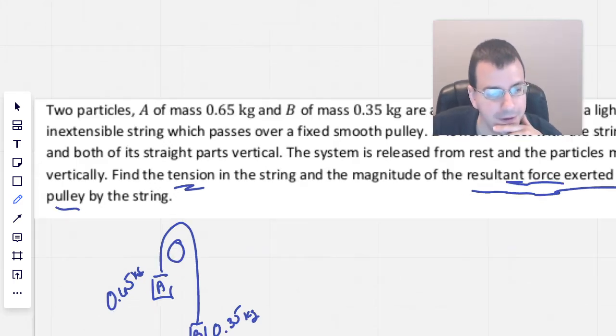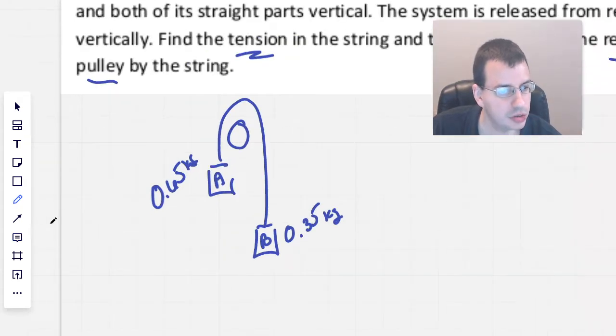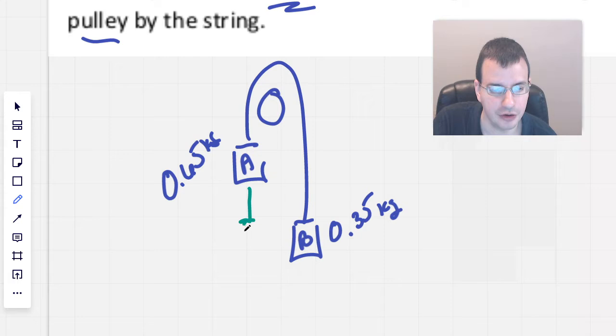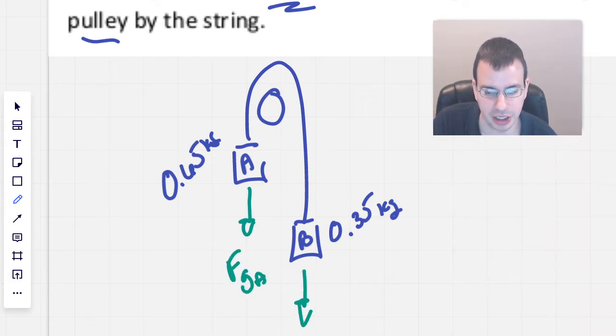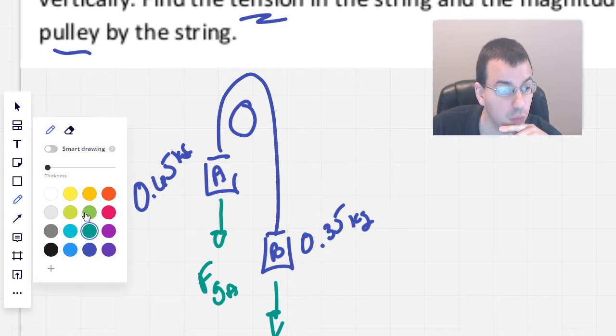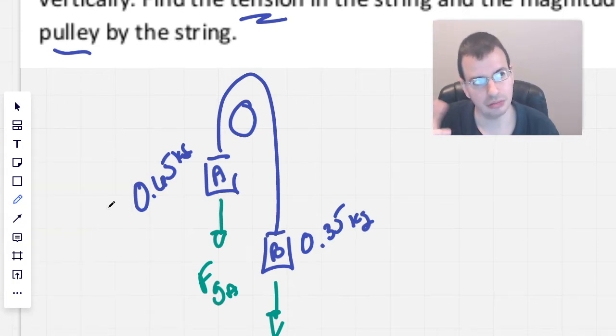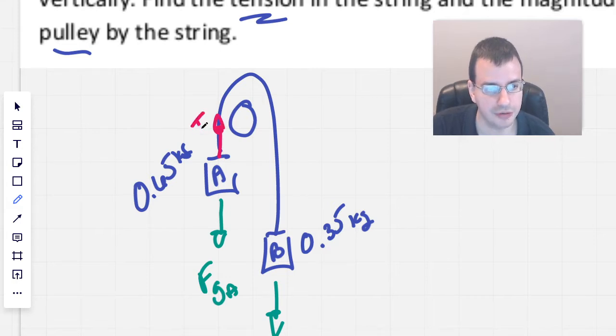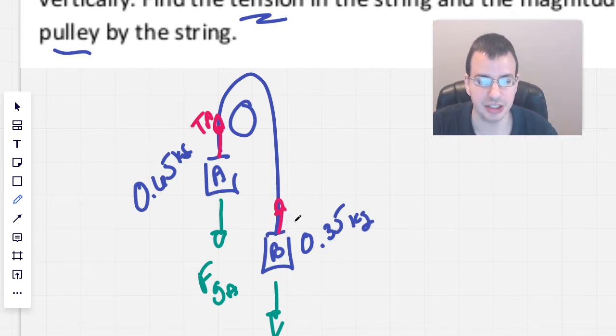Okay. So the idea here is we have two forces. I'm going to call this force gravity A, and this one right here I'll call force gravity B. And they pull down on each other. There's two common ways of solving this problem. The more formal way I'll show you first is like this. So this is going to be tension. I'll call this tension A. Then there'll be this, tension B.